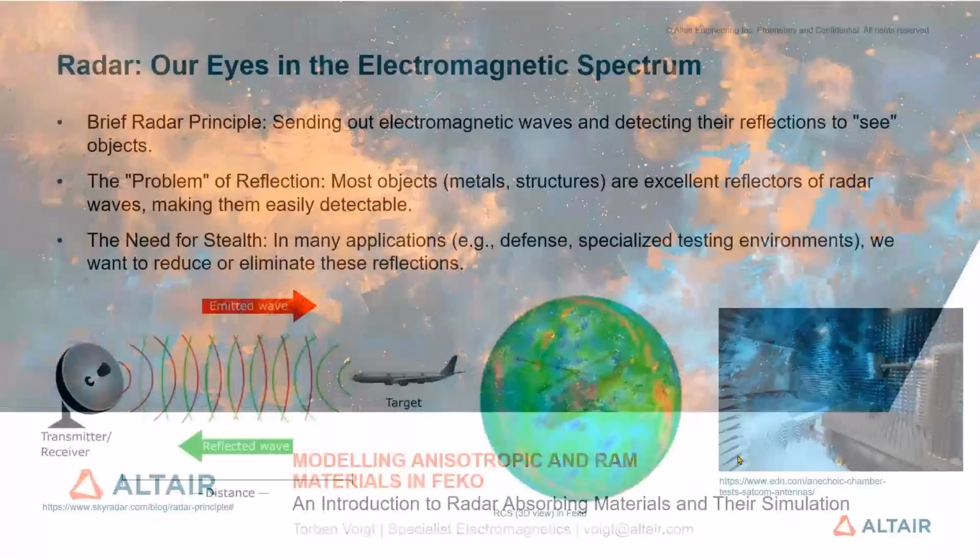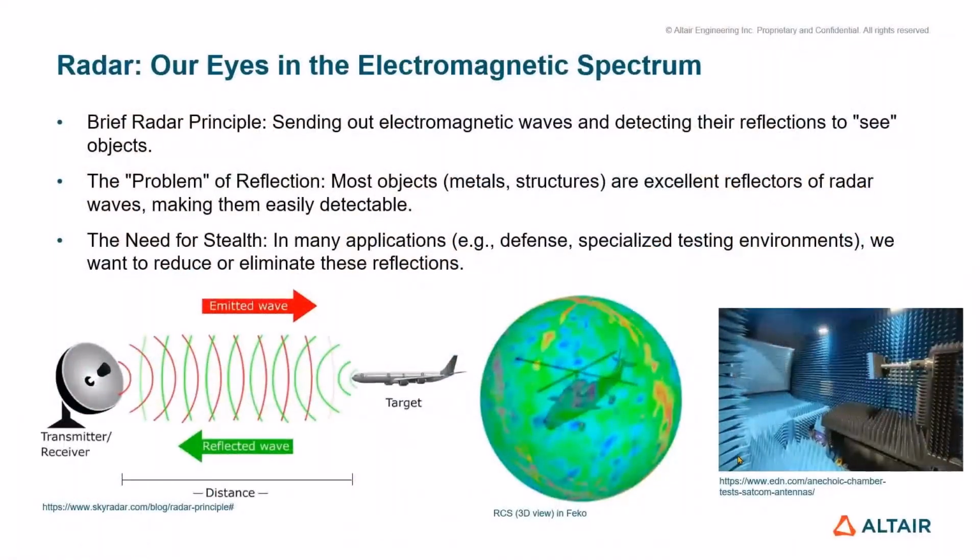So what is radar? Let's start with the basics. What is radar? You can look at it as our eyes in the electromagnetic spectrum. So in principle, the principle is sending out electromagnetic waves and detecting their reflections. And that makes objects visible then.